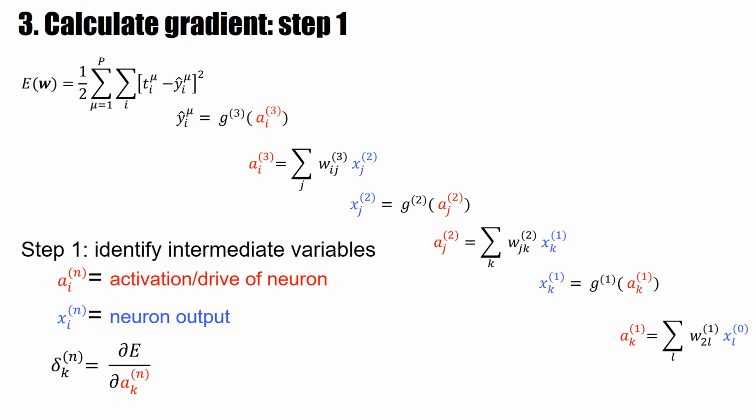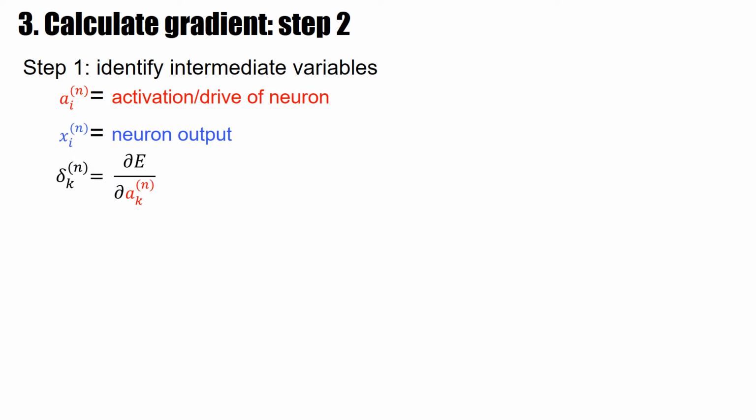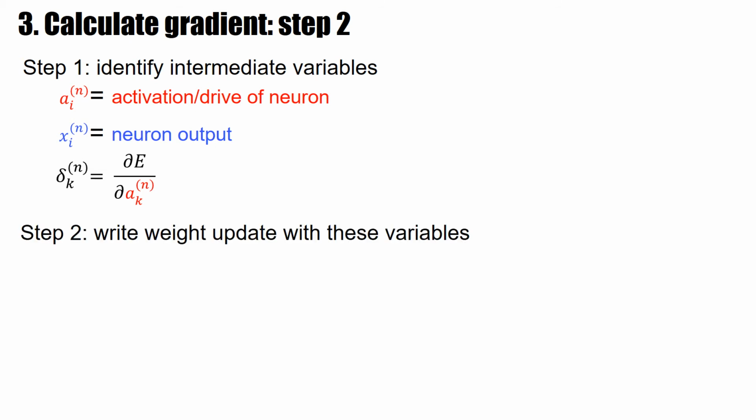And the third variable is a specific derivative. In the end, we want to take the derivative of this error function with respect to one specific weight. And we take the derivative with respect to one of these intermediate variables, one of these drive variables or activation variables. And these deltas play an important role in the backpropagation algorithm. So step 1 is we identify these intermediate variables. Step 2, we write the weight update with these new variables. So let's try to do this.